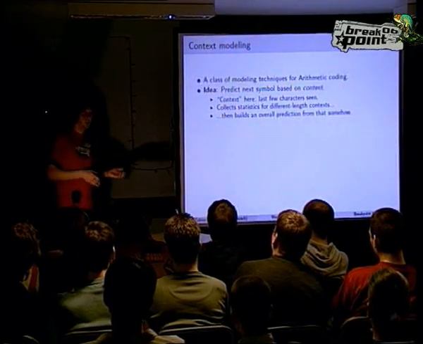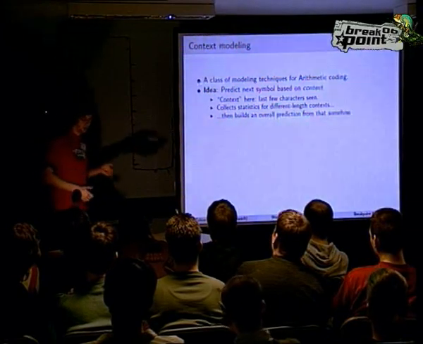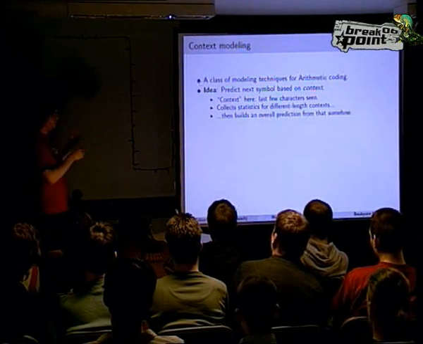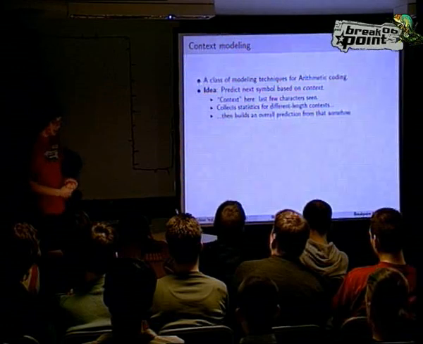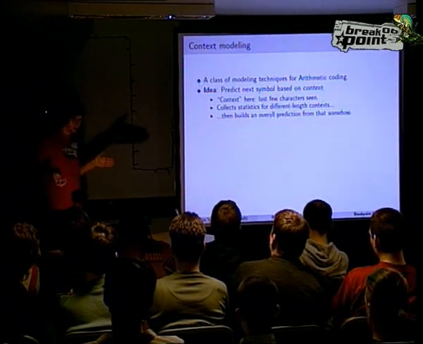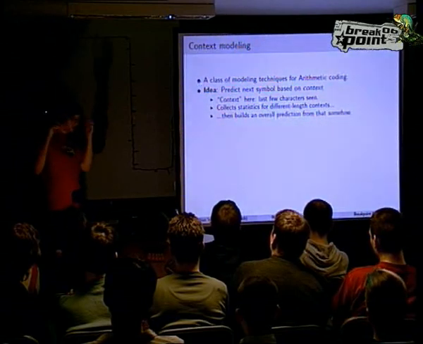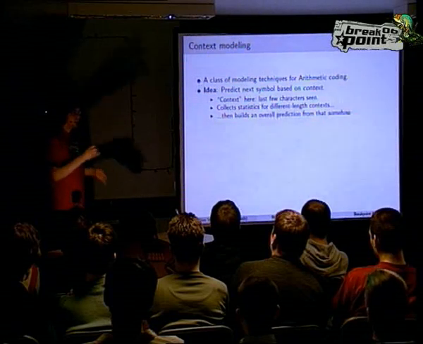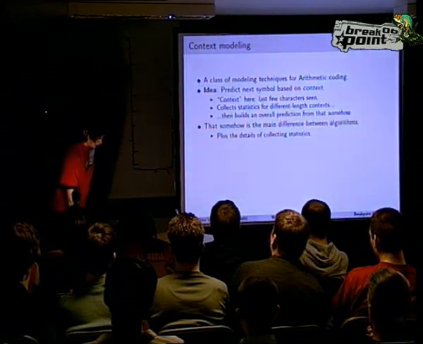Context in this case means the last few characters you've read and the last few characters you have encoded, like the last 2 or last 3. And then you collect statistics, how likely each character is going to happen in that context, and then build an overall prediction from that somehow. You usually have several contexts of several lengths and so on for a single character, and you have to mix that to get a good estimate of what character is likely to appear next.